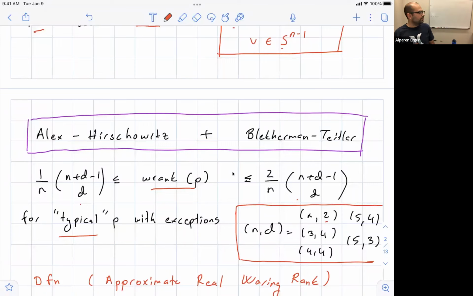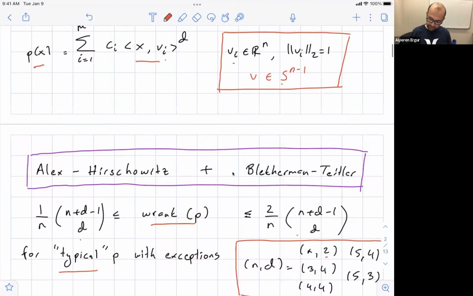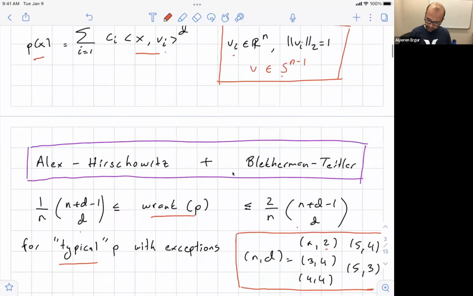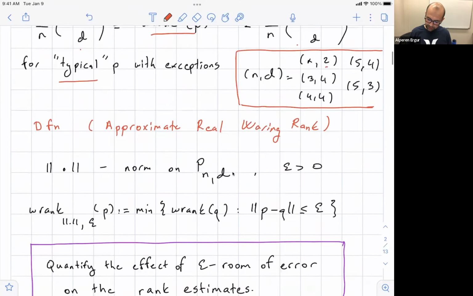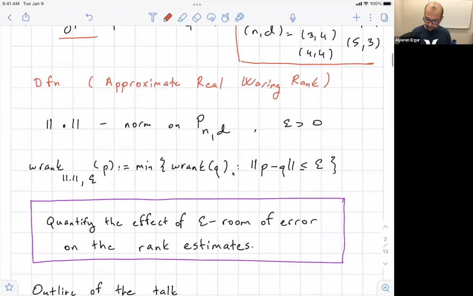So now, this, to me, calls for the following question. If I can allow an epsilon room of error in the decomposition, instead of asking the question exactly, my decomposition here was exact, right? If I allow a little bit of an error, can I possibly have better estimates, right? So here is the definition. You give me a norm that you like on this vector space, and you give me an epsilon, which is your tolerance for the error, right?